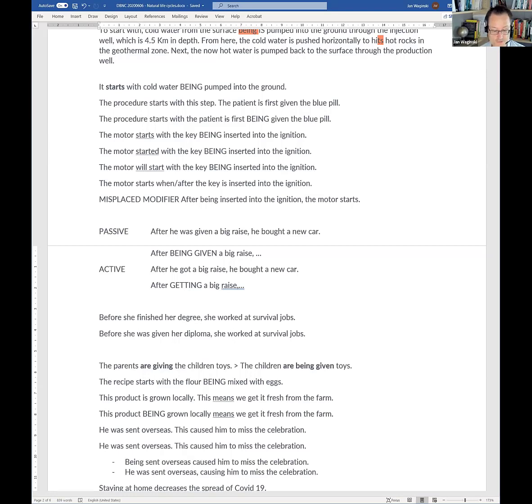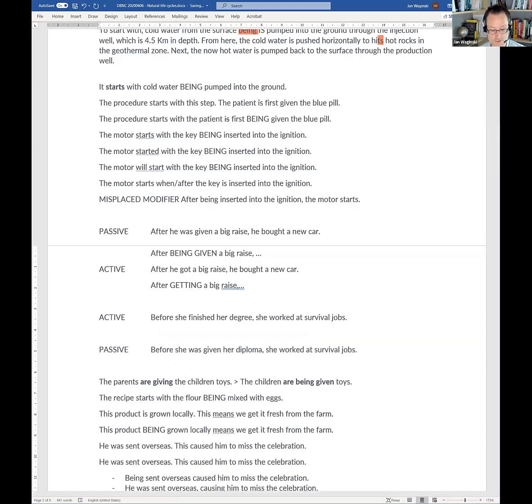Is the first one active voice or passive voice? Active. And how about the second one? Passive. Okay, how do we do the first one? Convert this again from a subordinate clause to a participial phrase. Before she was finishing her degree? Simpler. Before finishing her degree. That's it. The rest is the same.